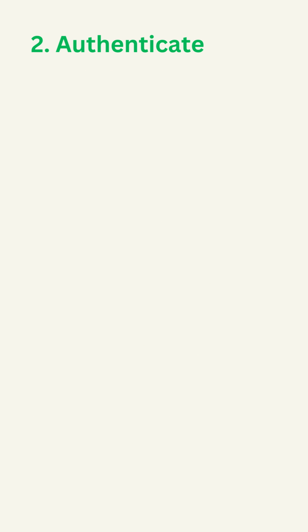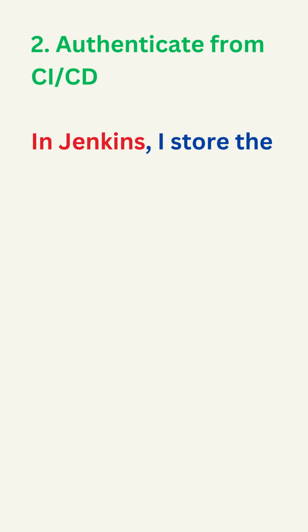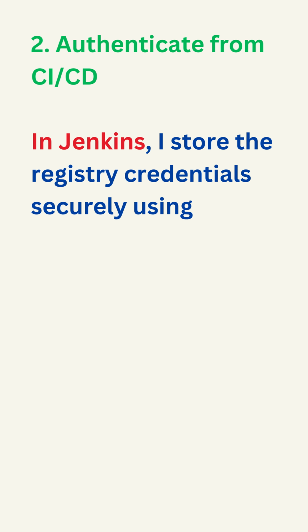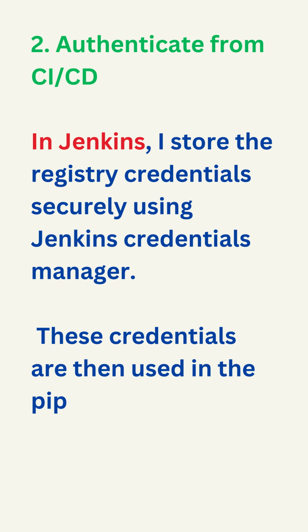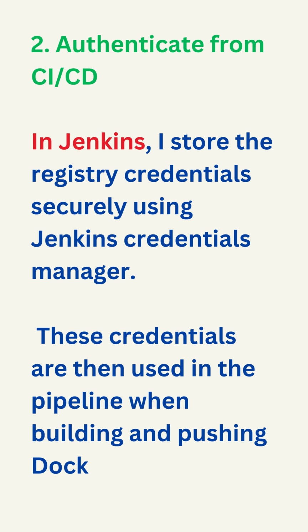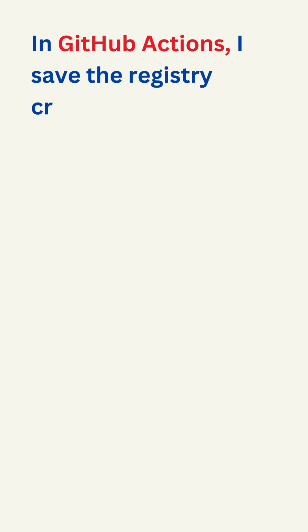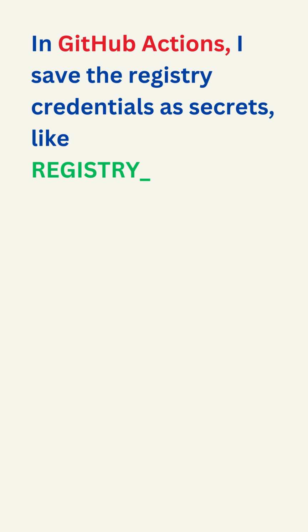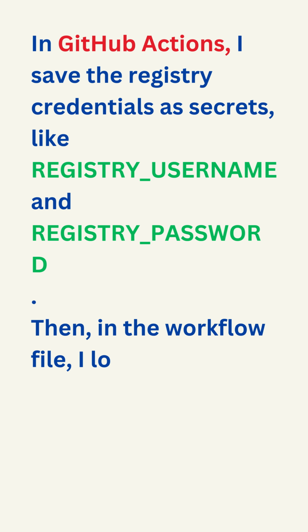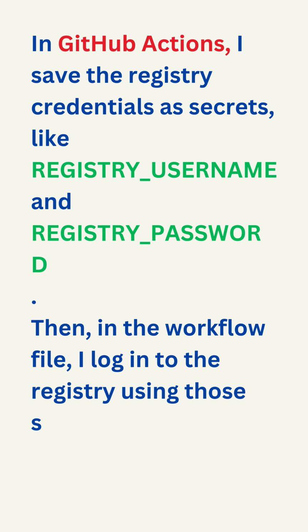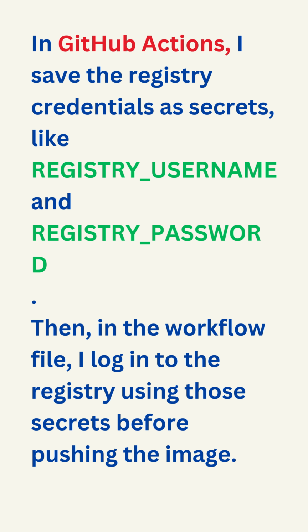2. Authenticate from CI/CD. In Jenkins, I store the registry credentials securely using Jenkins Credentials Manager. These credentials are then used in the pipeline when building and pushing Docker images. In GitHub Actions, I save the registry credentials as secrets, like registry username and registry password. Then, in the workflow file, I log into the registry using those secrets before pushing the image.